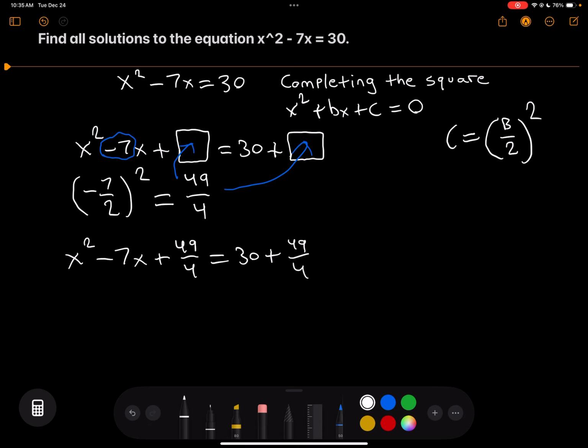All right, so we've got this completed quadratic now. We can then go ahead and simplify some like terms here. We've got our 30 plus 49 over 4. We find a common denominator, and we're just going to go ahead and write this out. If we simplify that right side, we get 169 over 4. And this is going to be very important for later, so remember this 169 over 4, because we're going to use that to find our final answers.